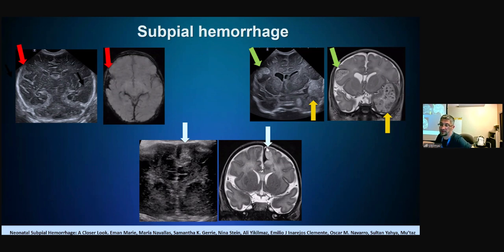If this were a subarachnoid hemorrhage, I would expect to see some more hemorrhage over here, within the other sulci as well. And also, I wouldn't expect to see parenchymal changes under it.